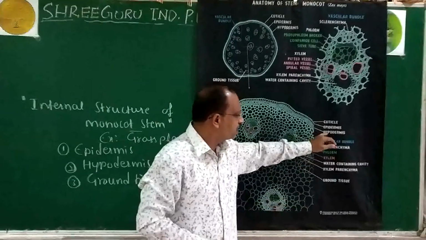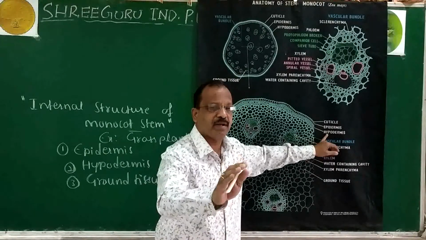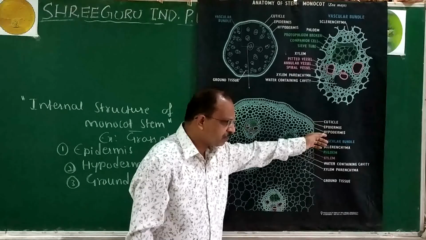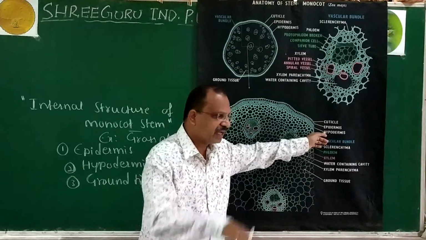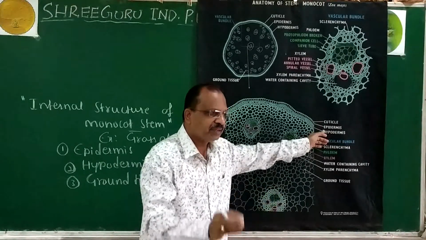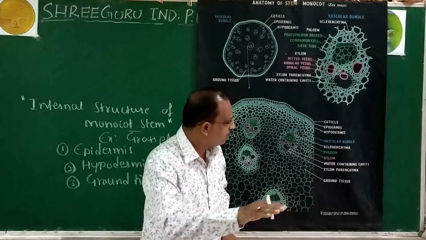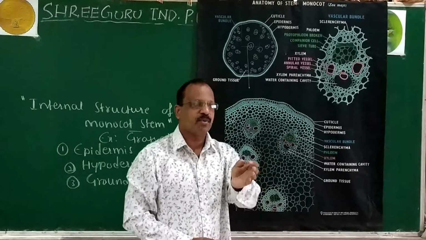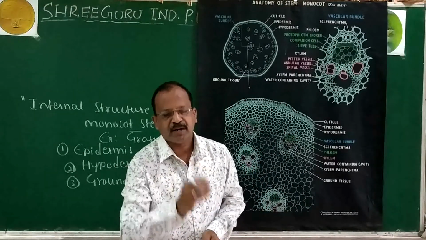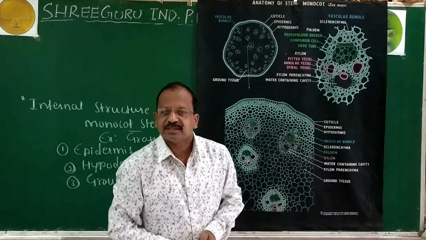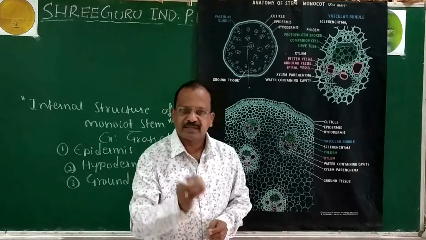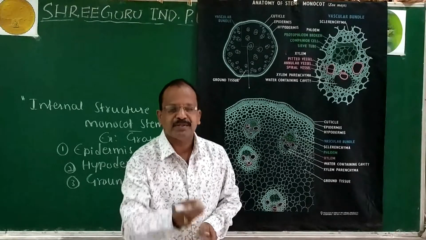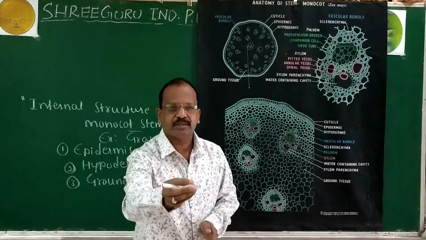So the main function of this hypodermis is to provide mechanical support. The name hypodermis is derived from Greek. Hypo means below, derma means layer. Just below the epidermis, hypodermis is present. It is made up of sclerenchymatous cells. It is a known fact that sclerenchyma is a dead tissue. The main function of the hypodermis is to provide mechanical support.